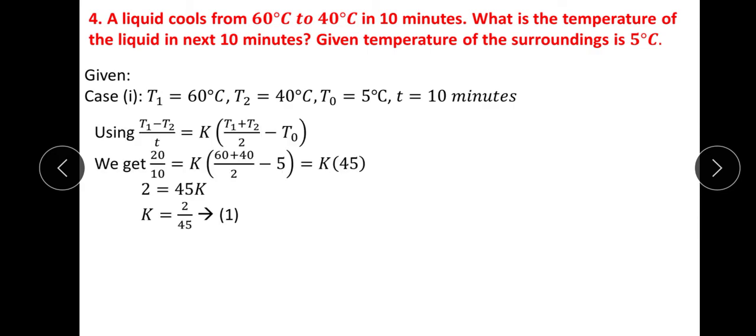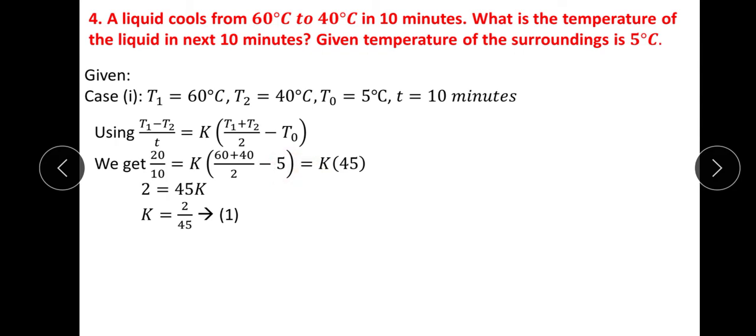Now by using Newton's law of cooling, we write this equation: (T1 minus T2) by t is equal to K into ((T1 plus T2) by 2 minus T0). Now T1 minus T2 is 60 minus 40, which is equal to 20, divided by the time taken, 10 minutes. So substitute t as 10 minutes. This is equal to the constant K times (T1 plus T2) by 2, so (60 plus 40) by 2 minus the surroundings temperature, 5.